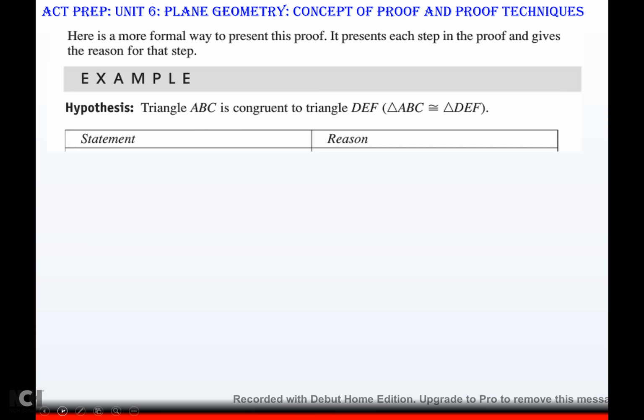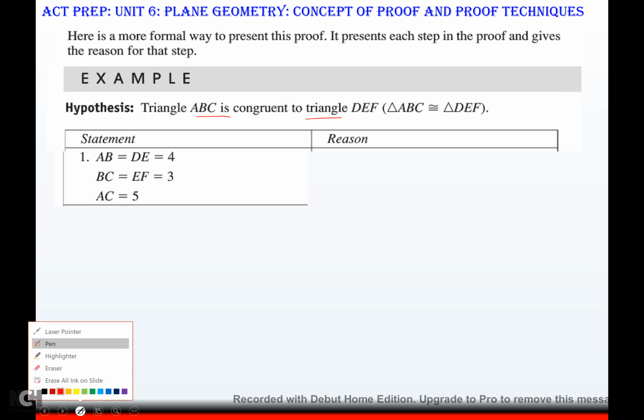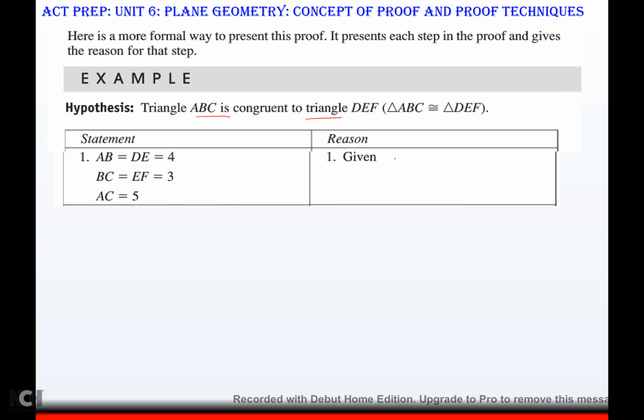Okay, so here's a more formal way to present this proof. It presents each step in the proof and gives the reason for that step. So it says, my hypothesis was that triangle ABC is congruent to triangle DEF. And I erased the picture there, sorry. But again, I can say that AB equals DE, and BC equals EF, and AC equals 5, and all of those things are because that was given to me, okay?